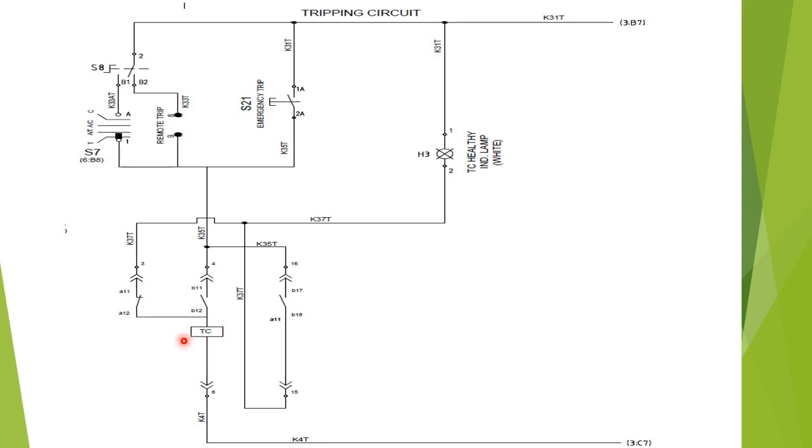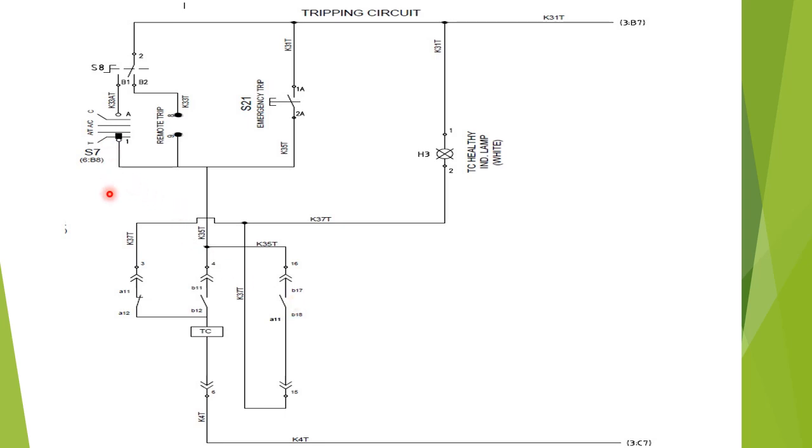Here TC is the trip coil of the circuit breaker, and these three are the auxiliary contacts of the circuit breaker shown under circuit breaker off condition. So this is the NC contact of the auxiliary contact of the circuit breaker, and these two are the auxiliary contacts of the circuit breaker.